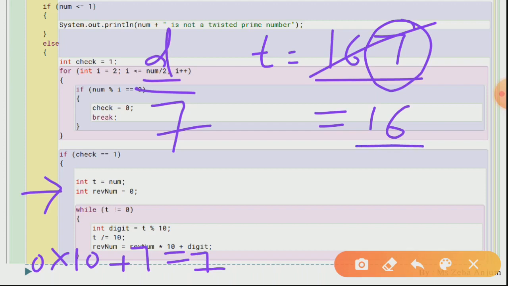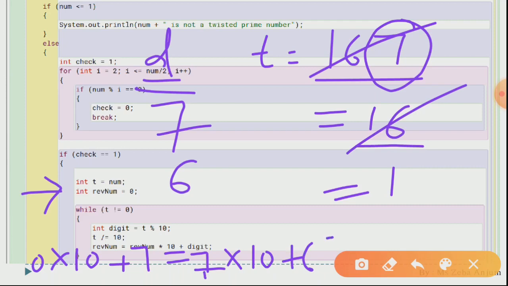t modulus 10 is going to give you 6. Again the value of t will be modified. If you divide this t by 10, then you will get 1 as a quotient. And over here reverse number multiplied by 10 plus digit, the value of reverse number was 7. When you multiply by 10 plus 6, it is going to give you 76 for now. Now again for the next iteration, we have t equal to 1, so digit is to be calculated. Now if you divide this by 10, you will get 1 as a quotient.